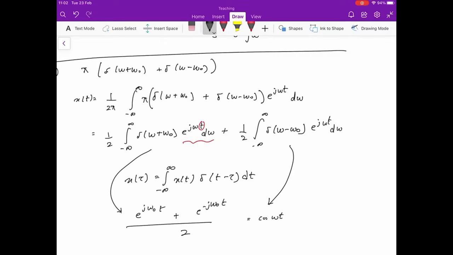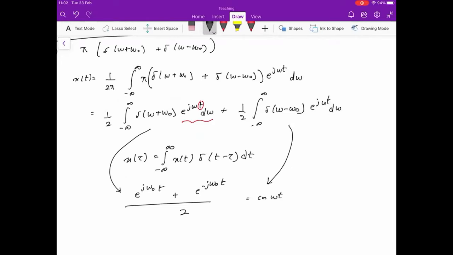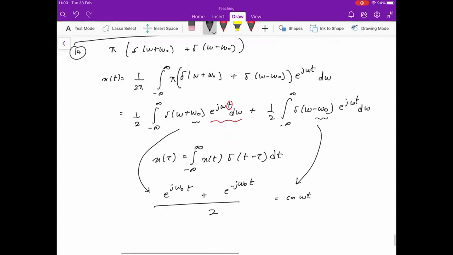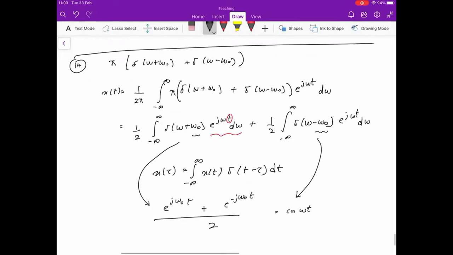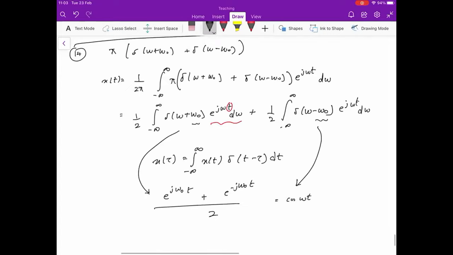So the idea here is to essentially use the property of the delta function. The way to think about it is that the delta function is selecting out the value at omega naught over here, and here it's selecting out the value at minus omega naught. And so we get these two, and we get cos. That's why cos has this funny transform of pi times delta omega minus omega naught and delta omega plus omega naught. In the omega domain, these are impulses at plus and minus omega naught.